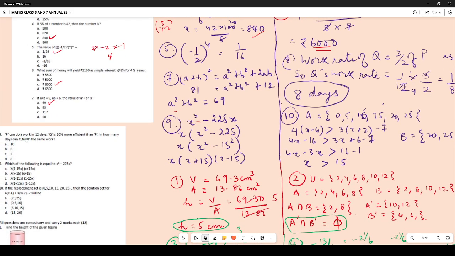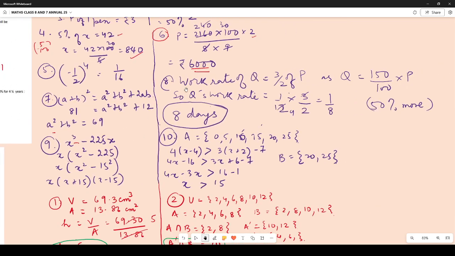Let us move on to the next question, which is question number 8. P can do a work in 12 days. Q is 50% more efficient than P. In how many days can Q finish the same work? Okay, let us check this out over here. So we know that the work rate of Q is 3 by 2 of P because Q works faster than P. So 100% plus 50%, 50% more. Remember, it is not twice. So you cannot take it as 2.